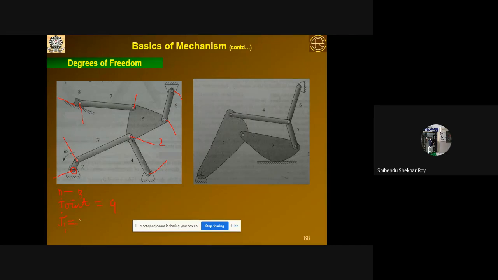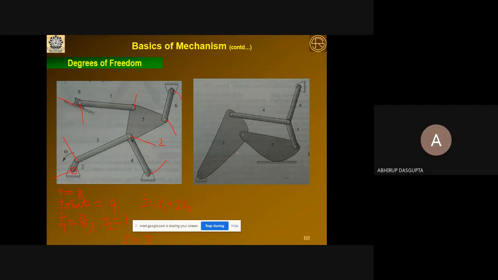That means J1 equals 8. And how many second order? J2, the number of second order joints, equals one. Now find the degrees of freedom. It is mechanical. You already know J equals J1 plus twice multiplied by J2. So put the value. What are the degrees of freedom? There is no redundant degrees of freedom. Sir, no half pair. Sir, 1 degree of freedom. Okay.